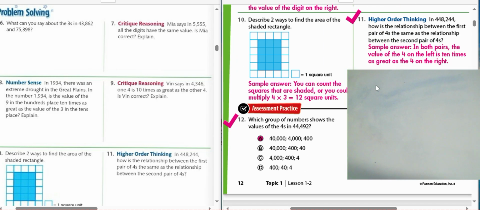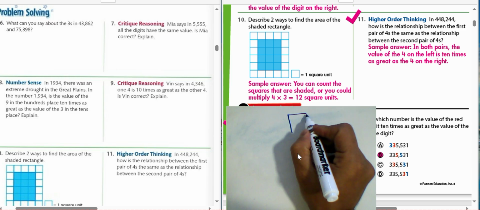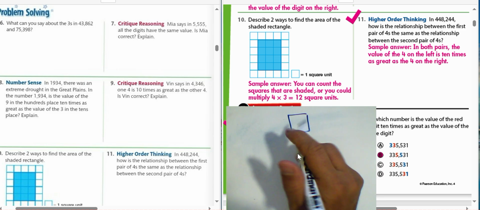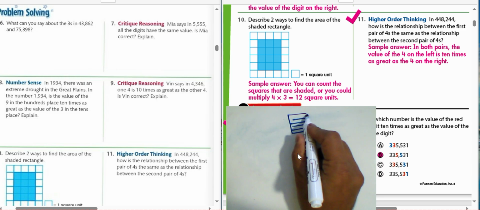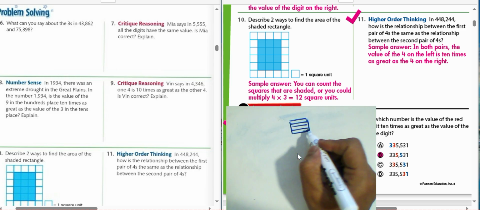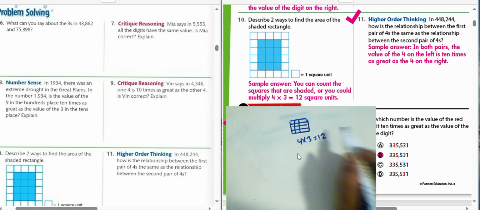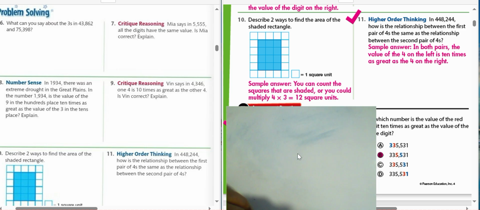Next question: describe 2 ways to find the area. Here we know the area equals length times width, or you can count the squares inside it. We have here 4 multiplied by 3: 1, 2, 3, 4, and 3. 4 times 3 equals 12. Or you can count all the squares we have: 1, 2, 3, 4, 5, 6, 7, 8, 9, 10, 11, 12. 4 times 3 equals 12. Then the result will be 12 square units. Next question, number 11.